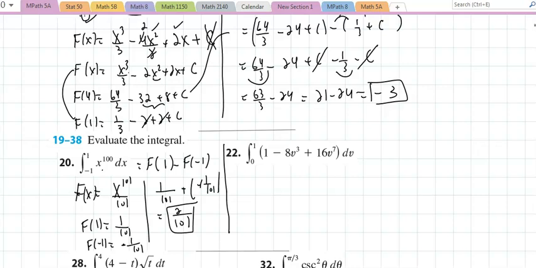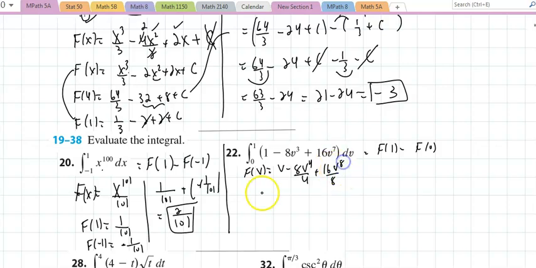And if I get to number 22, the same deal. This is going to be f of 1 minus f of 0. What's f of v in this case? That is v minus, add 1 to the power divided by that. I'm so stuck on x.